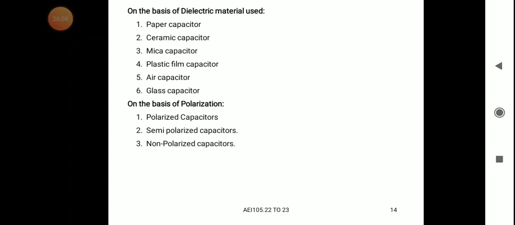Next one is the semi-polarized capacitors, and the third one is the non-polarized capacitor. Generally used capacitors are non-polarized capacitors. So these are the classifications of the capacitor.